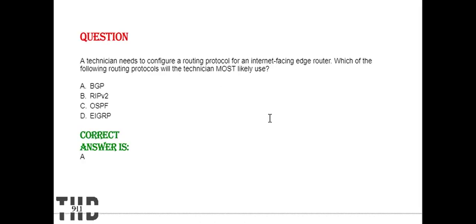A technician needs to configure a routing protocol for an internet facing edge router. Which of the following routing protocols will the technician most likely use? Option A, BGP. Option B, RIPv2. Option C, OSPF. Option D, EIGRP. The correct answer is option A.